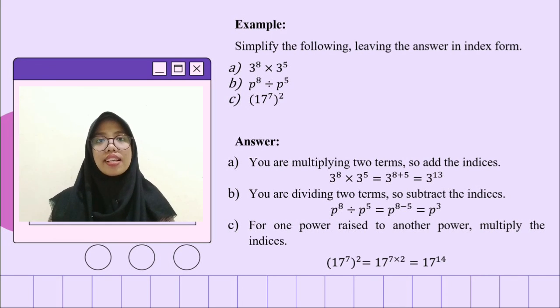The last, C. For one power raised to another power, multiply the indices. So 17 to the power of 7 in bracket square equals 17 to the power of 7 times 2 equals 17 to the power of 14.